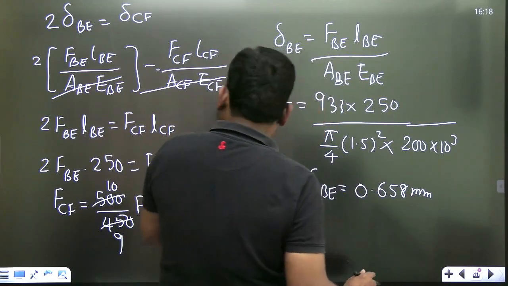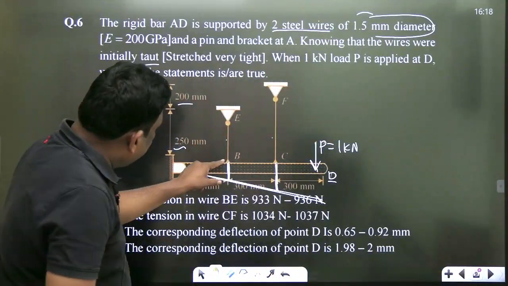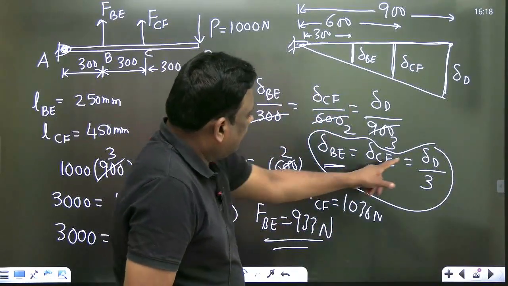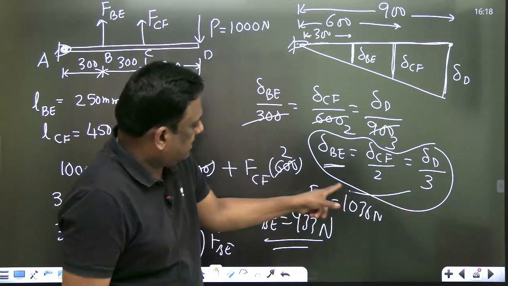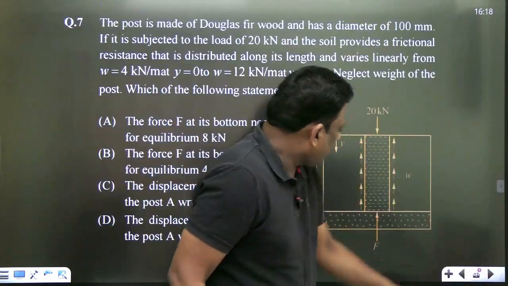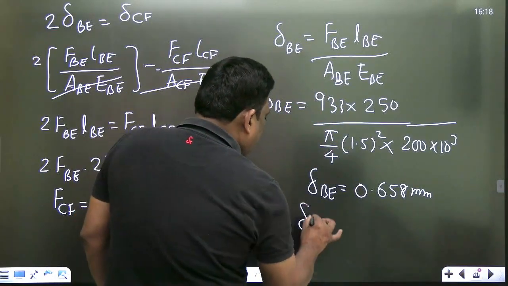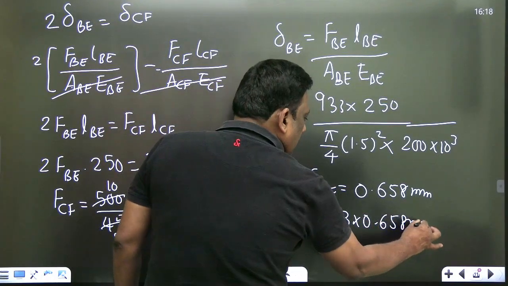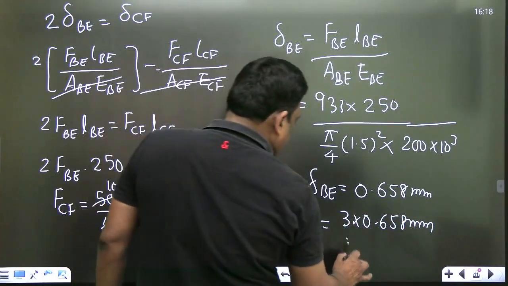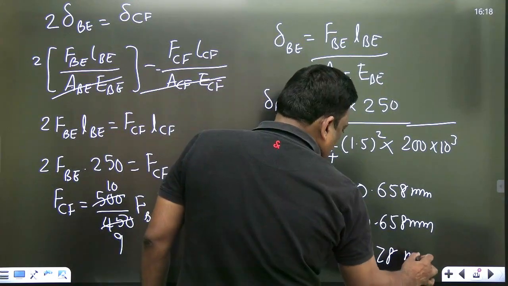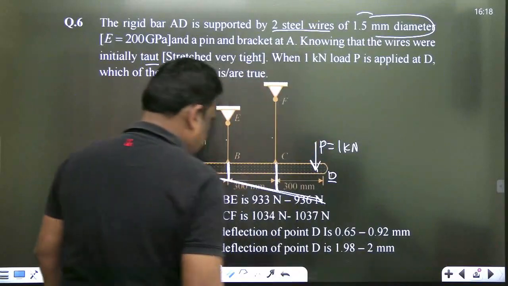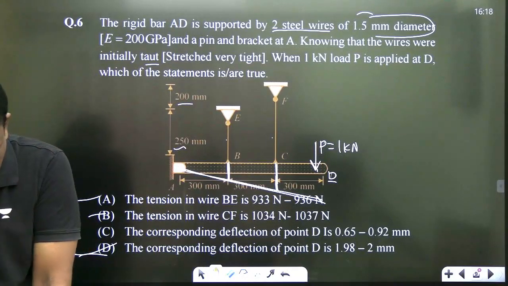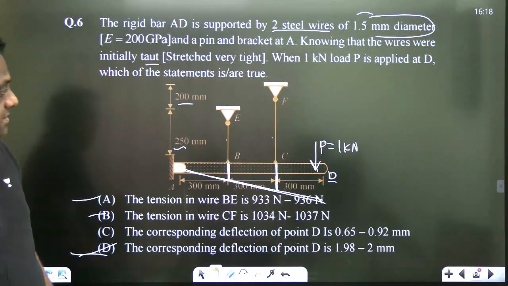But I don't want the deformation of point E, not BE. I want D. Already you know the relationship: delta D is equal to 3 times delta BE, so 3 into 0.658 mm. I get the answer as 1.978 mm. Correct, this is the right answer. So A, B, D are the right answers. Wonderful, sir.